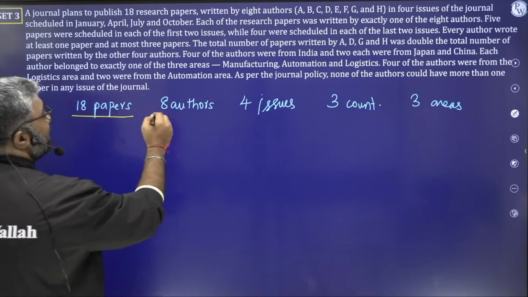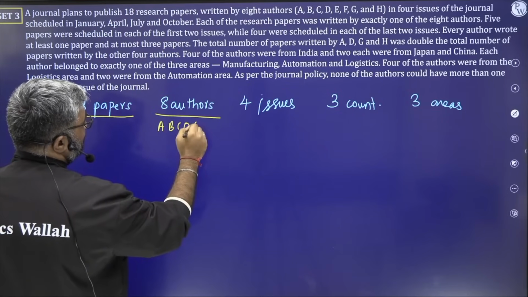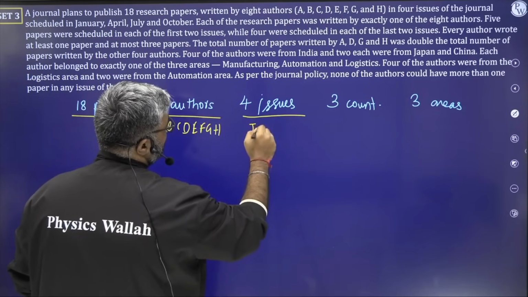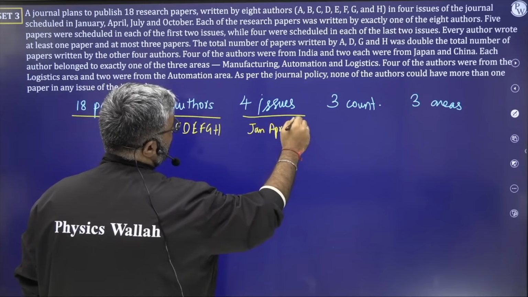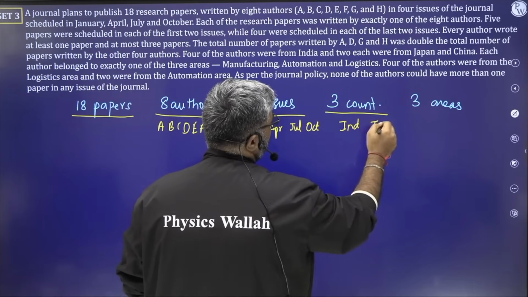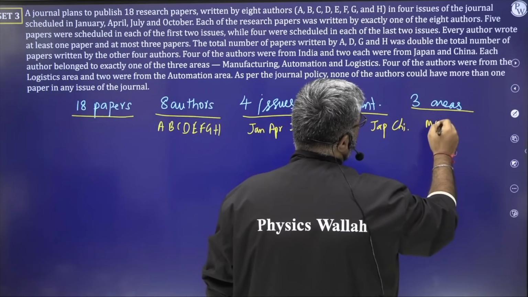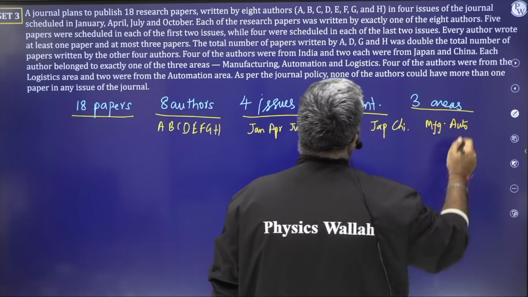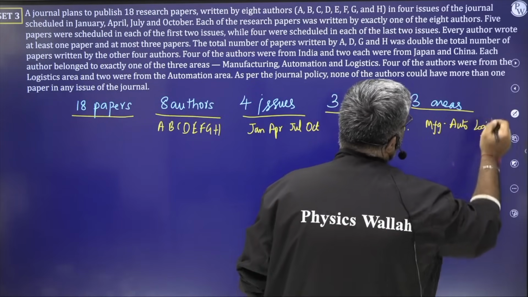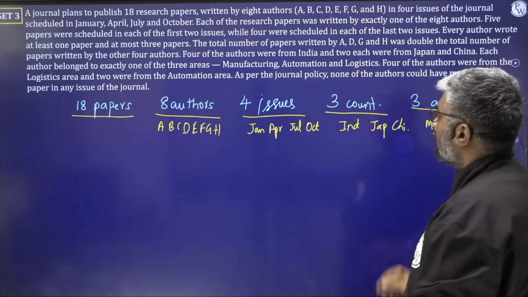So 18 papers, we have 8 authors, who are A, B, C, D, E, F, G, H. We have 4 issues, that is Jan, April, July, and October. We have 3 countries, India, Japan, and China. And we have 3 areas, that is manufacturing, automotive, automation, and logistics. This is all that's given to us. Now they've also given in each case how many have how many, right?